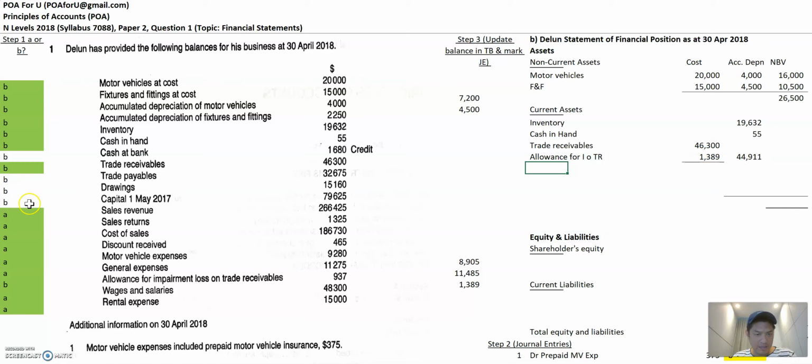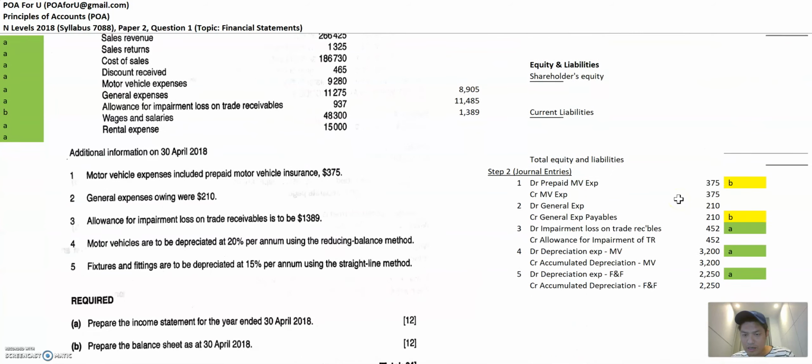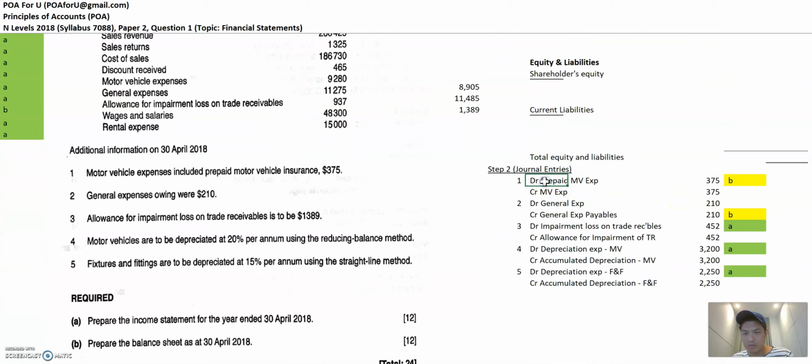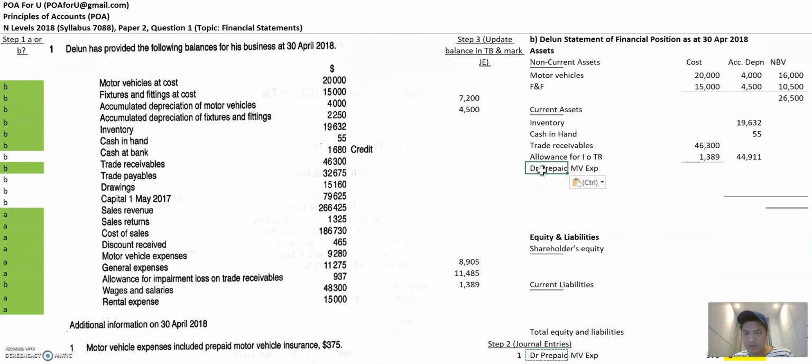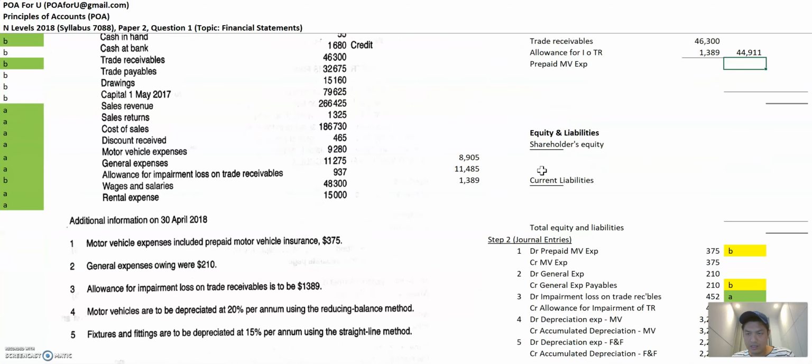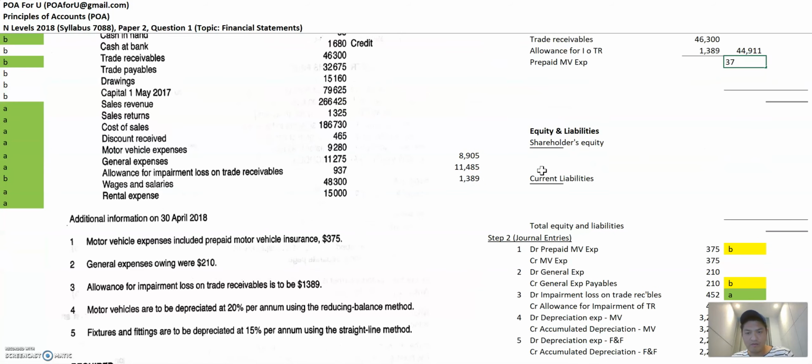Now, any other assets that we have here that we need to move? These payables is a liability, drawings and capital, these are equity items. So nothing here, right? So let's go down to the journal entries. Yes, prepayment, all the B's, there are two B's that we need to transfer. One is an asset, prepaid motor vehicle expense. So we're going to put here prepaid motor vehicle expense, and we're going to indicate that this is 375.